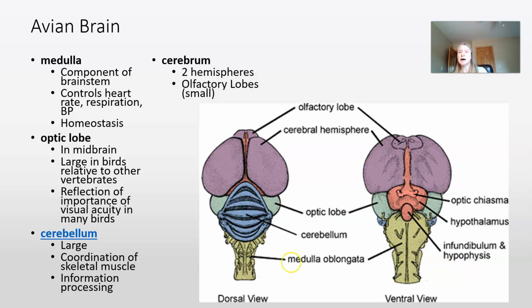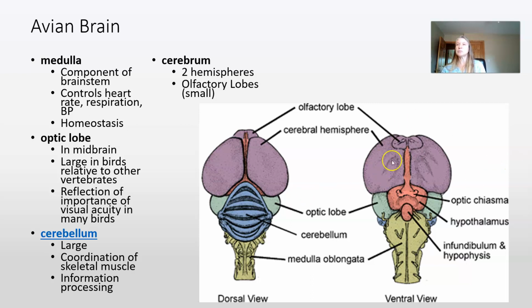The cerebellum is, I think, a beautiful little structure. This is for our balance, our quick coordination. So if you step off of a step and you're not thinking it's there, the cerebellum is what keeps you from falling. So it's this coordination of skeletal muscle, and it's really important for information processing.